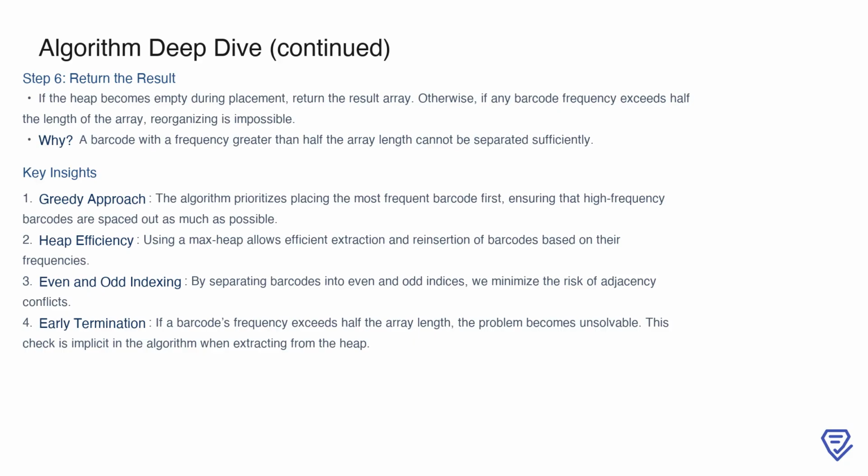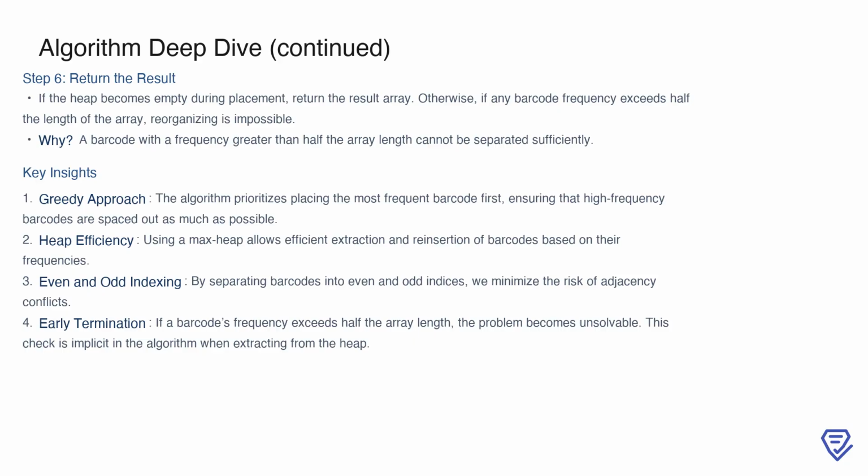However, if the heap becomes empty during placement or if any barcode's frequency exceeds half the length of the array at any point, it's impossible to reorganize the barcodes without adjacencies. In such cases, we would return an empty list. This is because a barcode appearing more than half the time would inherently force adjacencies, which violates the problem's requirements.